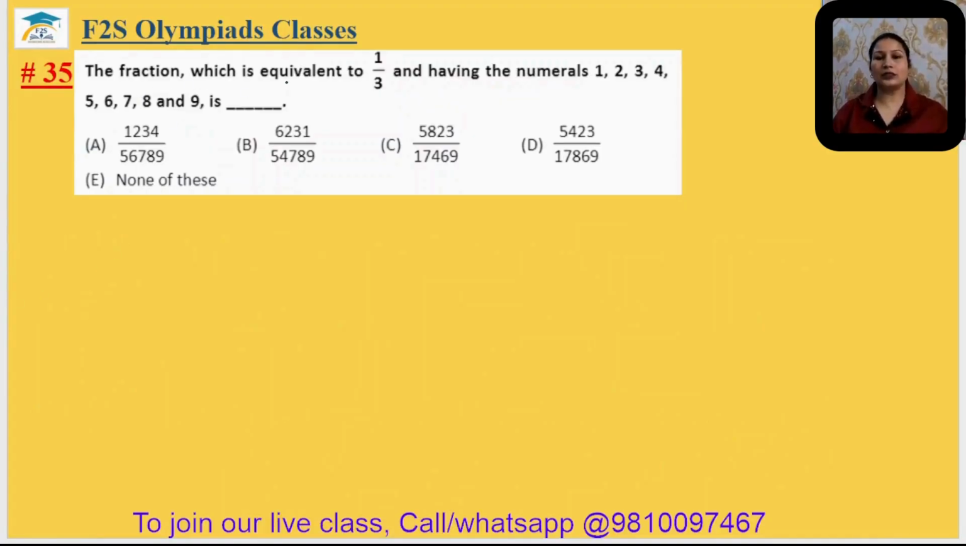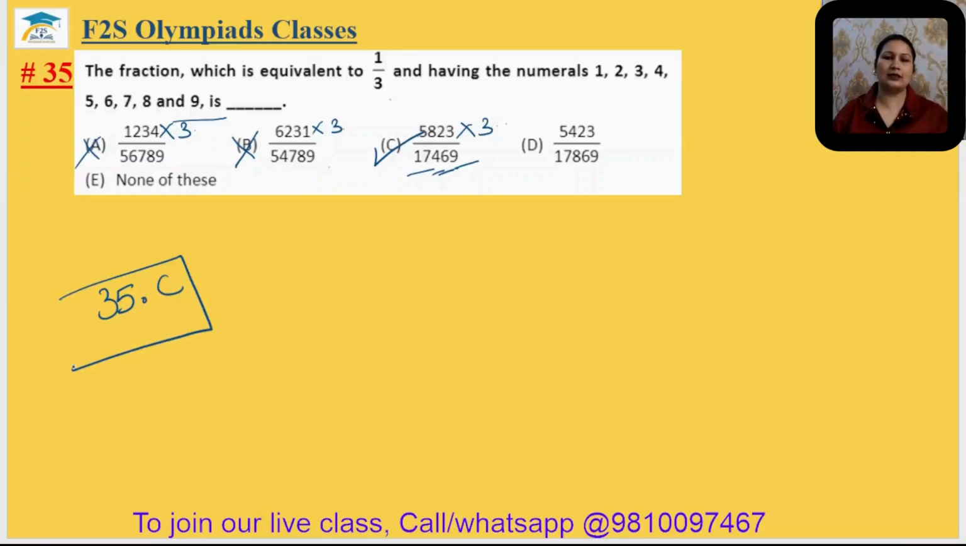35. The fraction which is equivalent to 1 by 3 and having the numerals 1, 2, 3, 4, 5, 6, 7, 8, 9. So equivalent to 1 by 3 means if you multiply the numerator by 3, then the denominator should come. If we multiply 4 by 3, 4 threes are 12. At one's place there should be 2. Not possible. 3 ones are 3, so one's place should be 3, but it is 9. Not possible. Multiply by 3. 3 threes are 9, 3 twos are 6, 8 threes are 24, carry 2. 5 threes are 15 plus 2 is 17. Yes. C is the answer. The 35th answer is C.